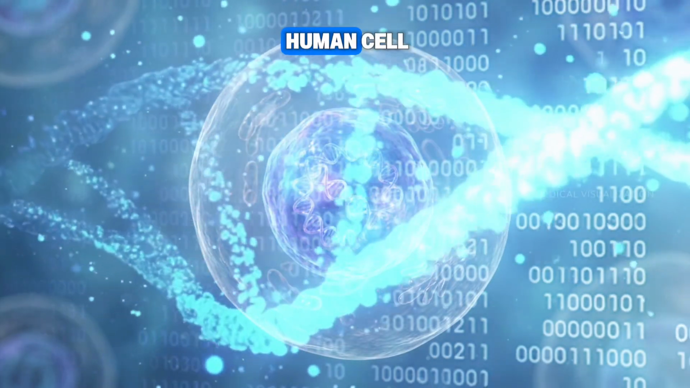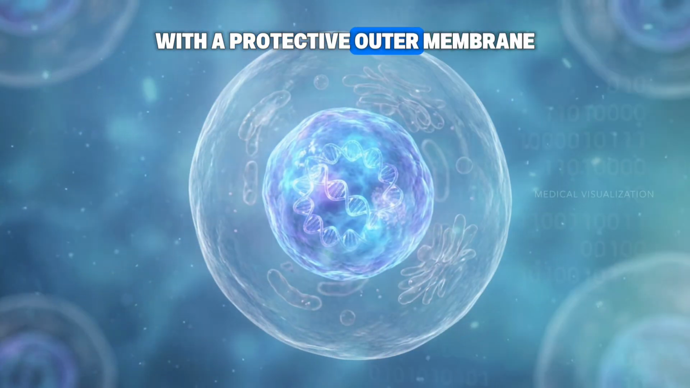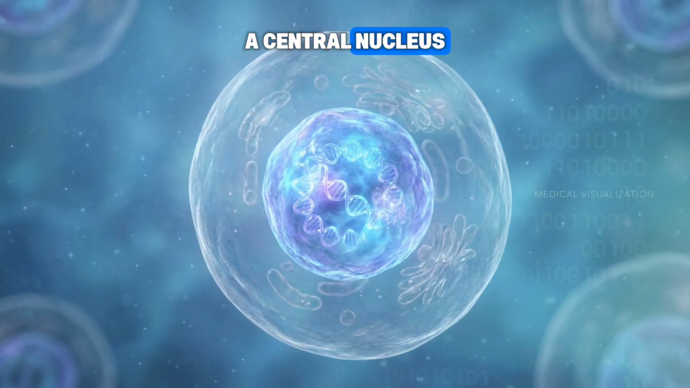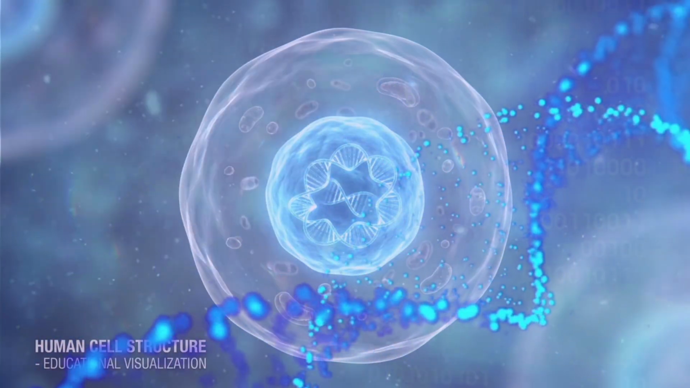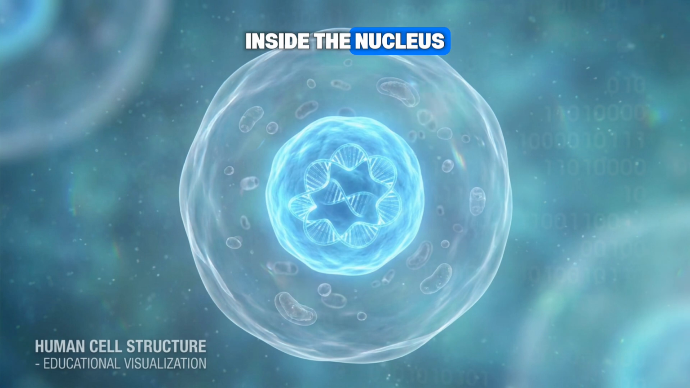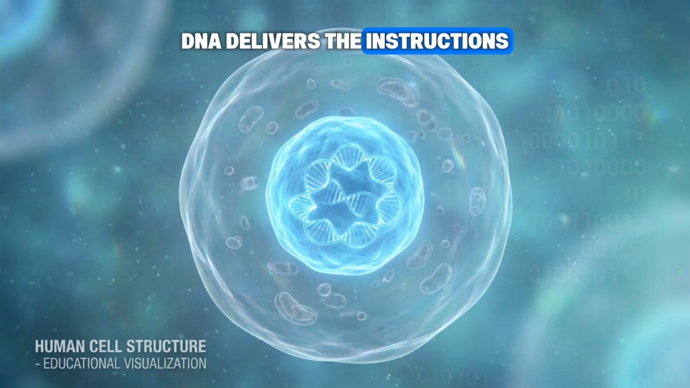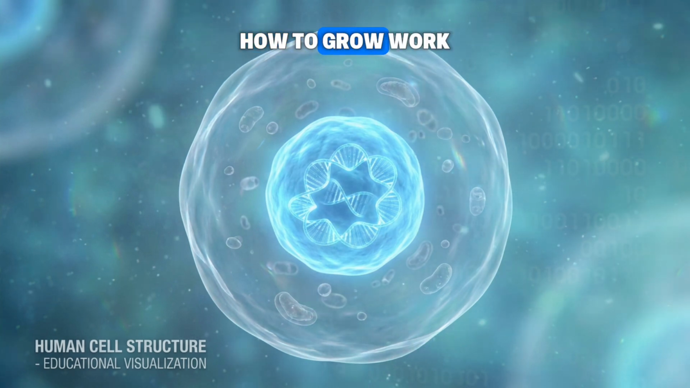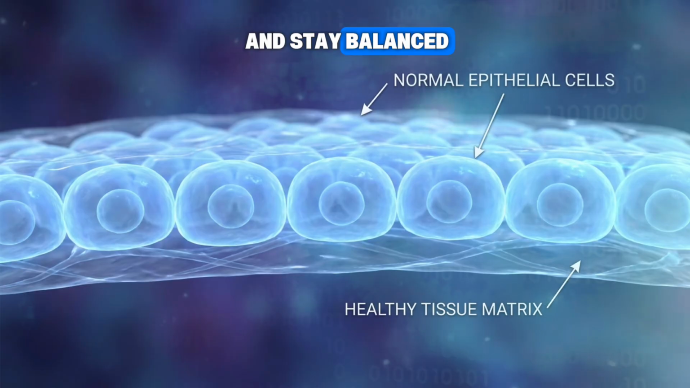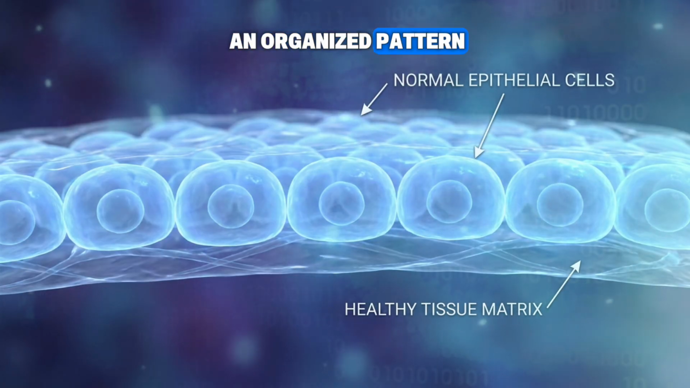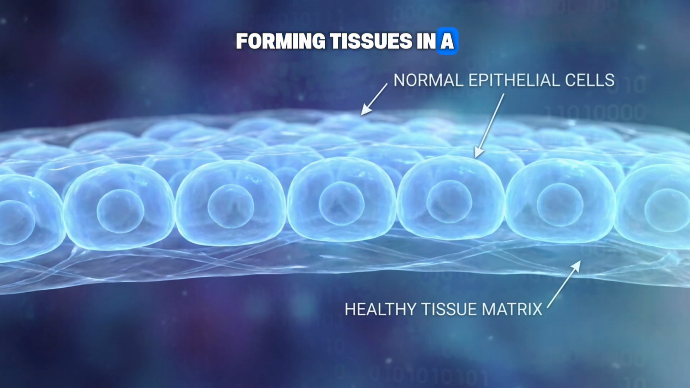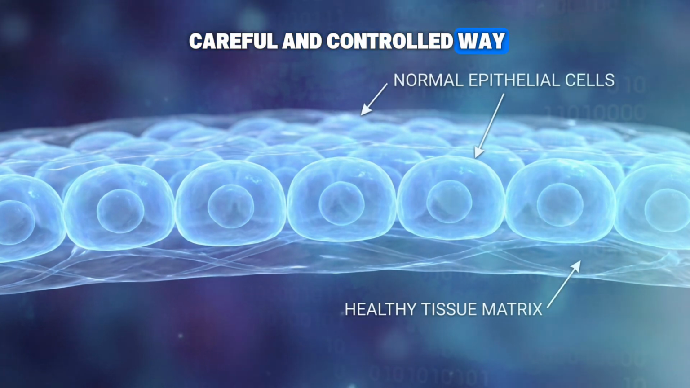This is a healthy human cell, with a protective outer membrane, a central nucleus, and the DNA that controls its normal function. Inside the nucleus, DNA delivers the instructions that tell the cell how to grow, work, and stay balanced. Healthy cells grow in an organized pattern, forming tissues in a careful and controlled way.